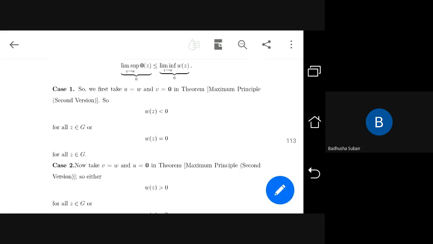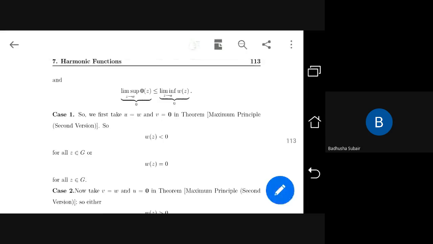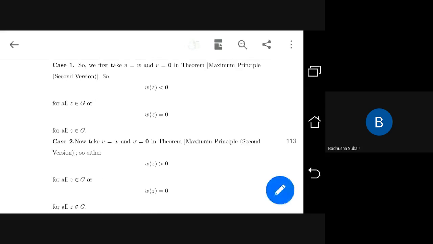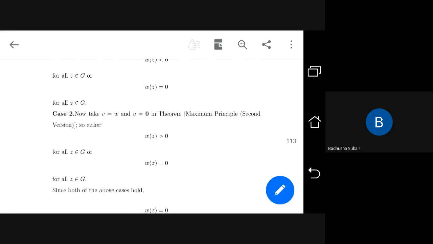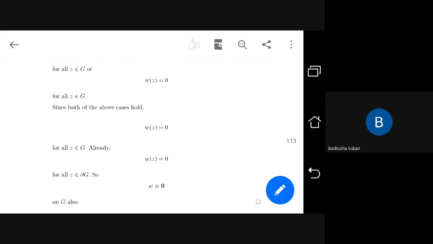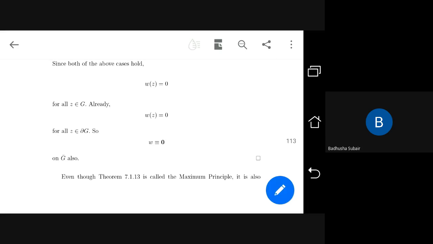Case 1: we take u equal to W and v equal to 0. Therefore, we get W of z less than 0 for all z belongs to G, or W of z equal to 0 for all z belongs to G. Now take u equal to 0 and v equal to W. Then either W of z greater than 0 for all z belongs to G, or W of z equal to 0 for all z belongs to G. Since both of the above cases hold, W of z equals 0 for all z belongs to G. Hence the proof.